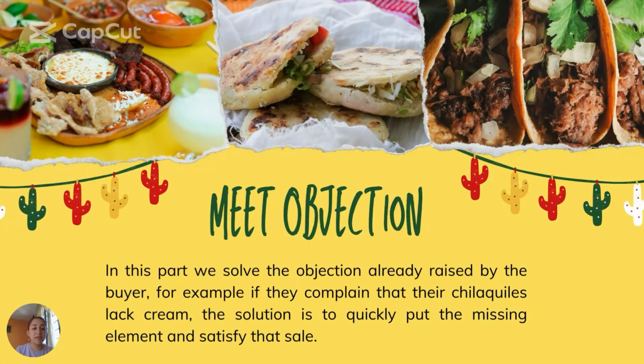And meet objections is the seventh step in the sales cycle, and in this part we solve the objection already raised by the buyer. For example, if they complain that their chilaquiles lack cream, the solution is to quickly put in the missing element and satisfy that sale.